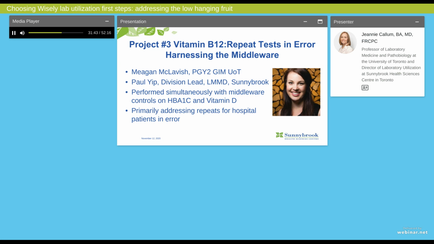And we actually harnessed the middleware to put controls on repeats, not just for the B12 that I'm going to show you here, but simultaneously for the hemoglobin A1C and the vitamin D. And so we were able to use the same technique to control multiple tests.